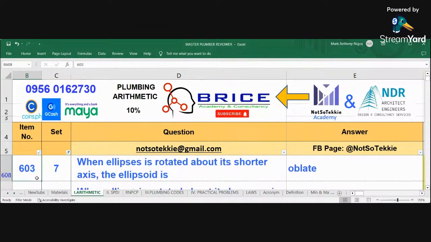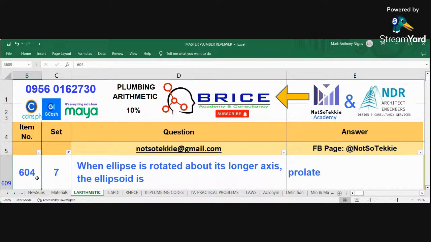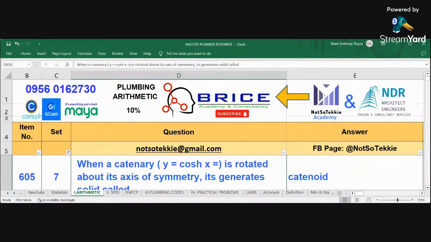603. When an ellipse is rotated about its shorter axis, the ellipsoid is oblate. 604. When an ellipse is rotated about its longer axis, the ellipsoid is prolate. The answer is prolate.